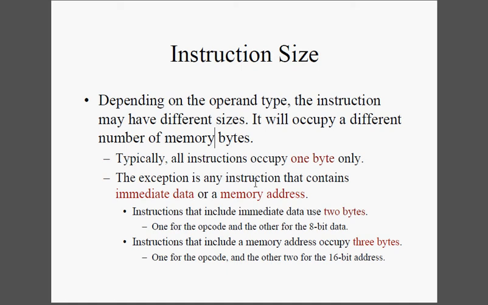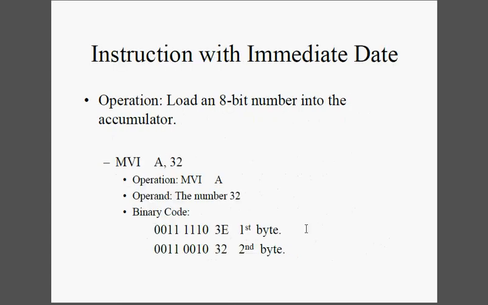The exception is any instruction that contains immediate data or a memory address. Instructions that include immediate data use 2 bytes. So if your instruction has immediate data, in memory it will take 2 bytes to store the instruction and the immediate data. An instruction that includes a memory address normally occupies 3 bytes, 8 times 3, 24 bits: one for the opcode and the other two for the 16-bit address. Here it is 2 bytes because one is for the opcode and the other is for the 8-bit data.